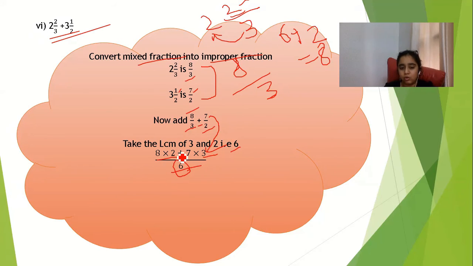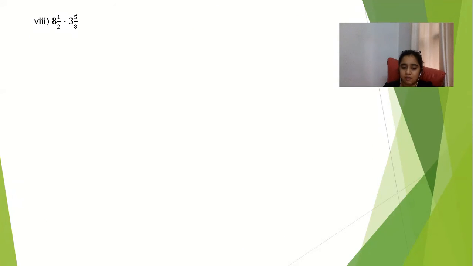So here 8 multiplied by 2 equals 16, and 7 multiplied by 3 equals 21. Now I will add these numbers. If I add 16 plus 21, I will get the answer 37. So my answer would be 37 upon 6.